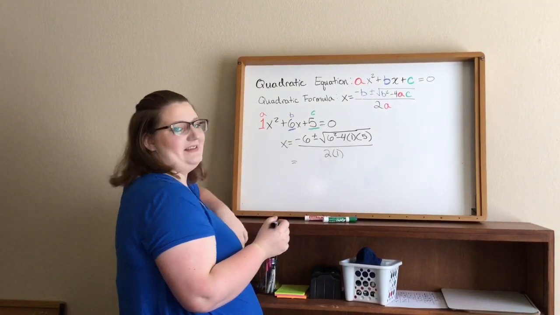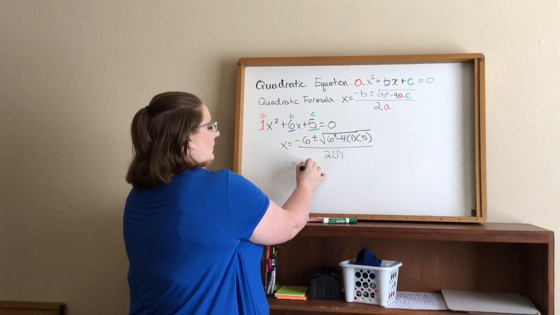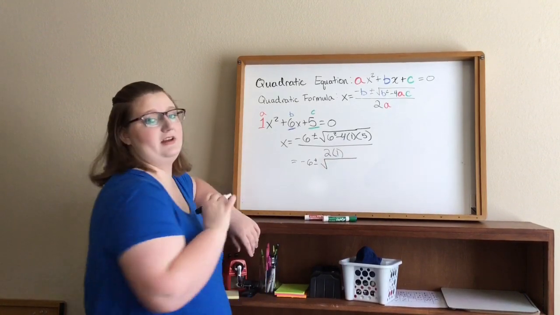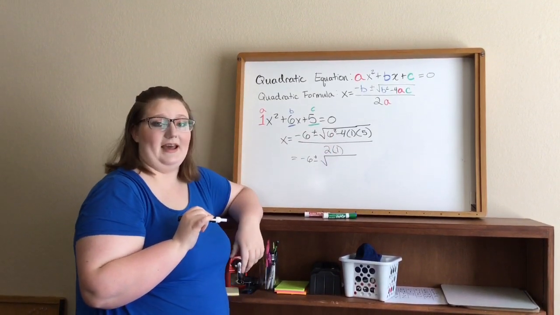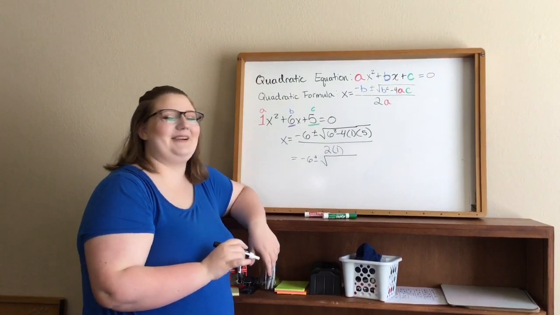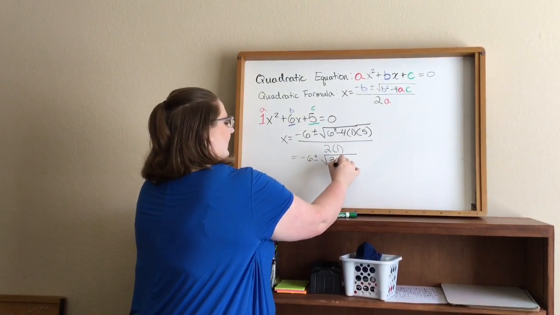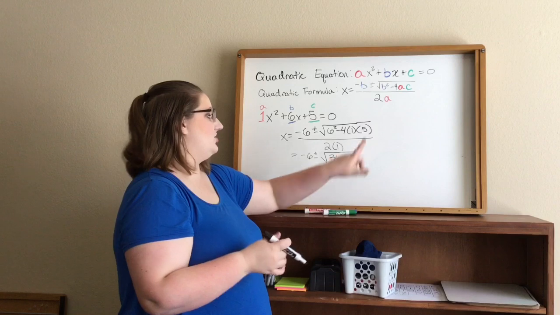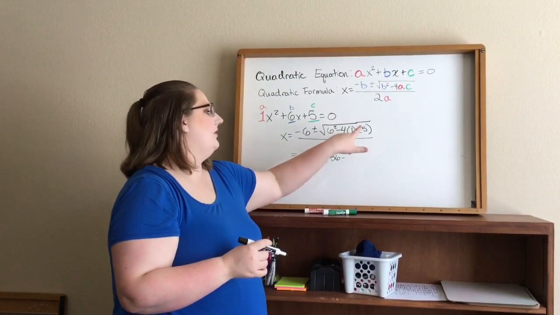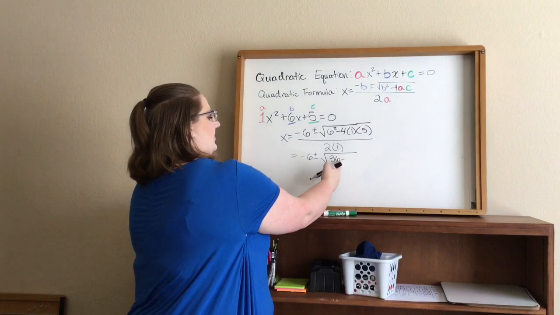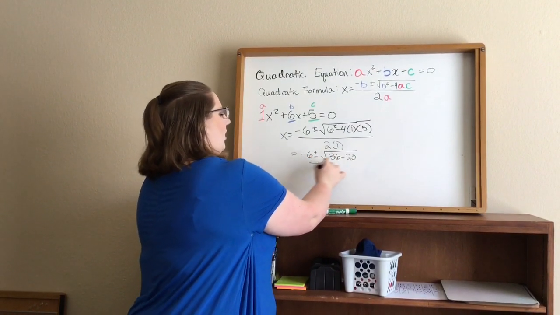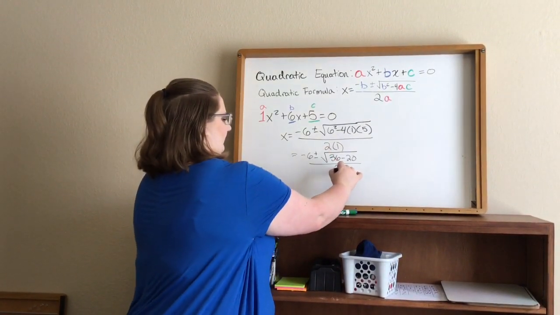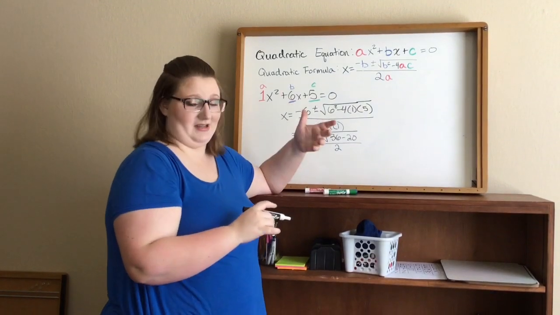So starting with negative 6, we can't do anything to negative 6, so we're going to leave it the way it is. Plus or minus the square root of, we've got 6 squared next, which does simplify. 6 squared is 36, minus 4 times 1 times 5. We can go ahead and do that multiplication. 4 times 1 is 4. 4 times 5 is 20. So 36 minus 20 all over, and then in our denominator, we have 2 times 1, which is 2. So we simplified once. We're going to go through and continue to simplify.